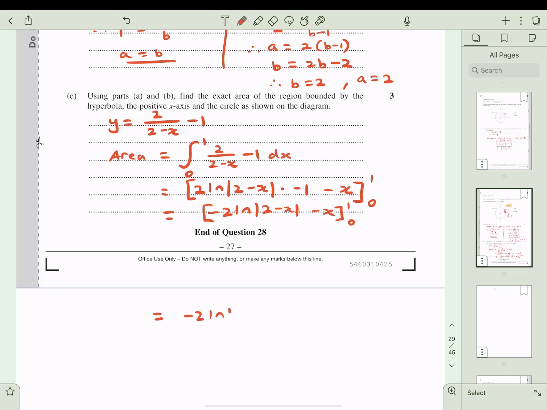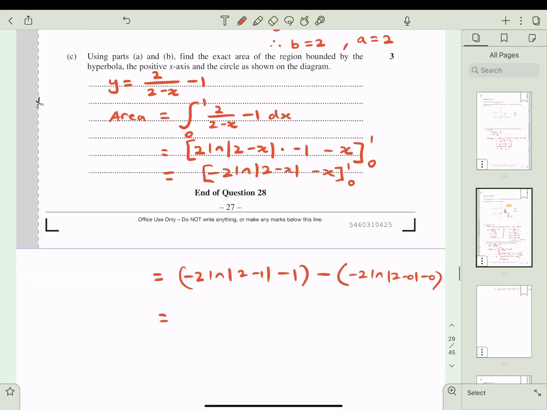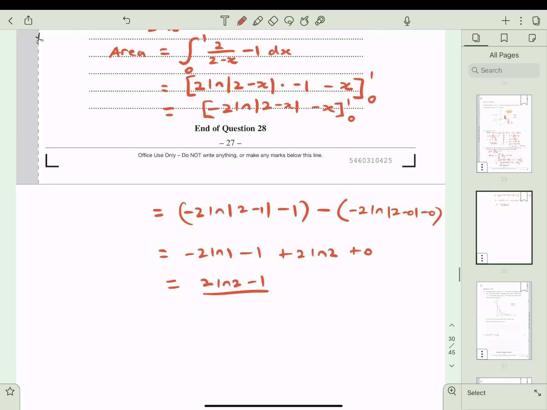And now putting in my substitution, negative 2 ln, 2 minus 1, minus 1, minus negative 2 ln, 2 minus 0, minus 0. Okay, so now we've substituted everything. This is equal to negative 2 ln 1 minus 1 plus 2 ln 2 plus 0. And since ln 1 is equal to 0, we can cross that out. And hence we finally have 2 ln 2 minus 1. So this is the area underneath my curve.